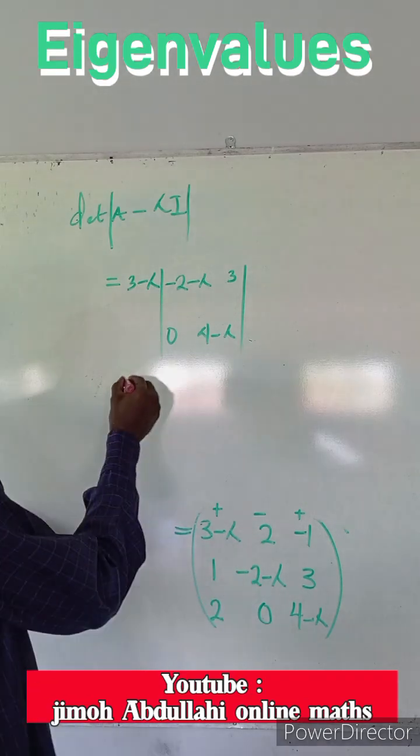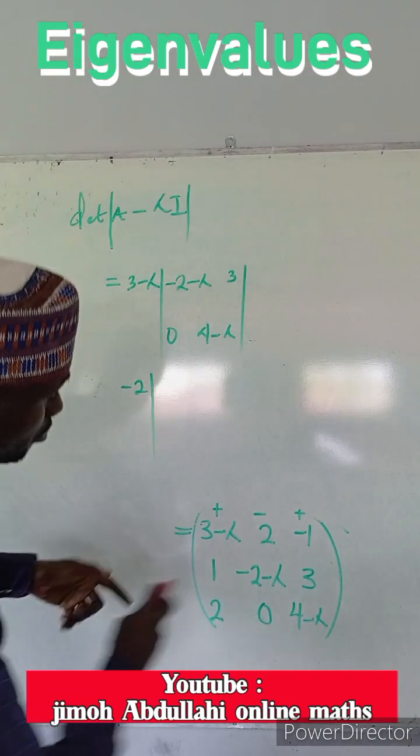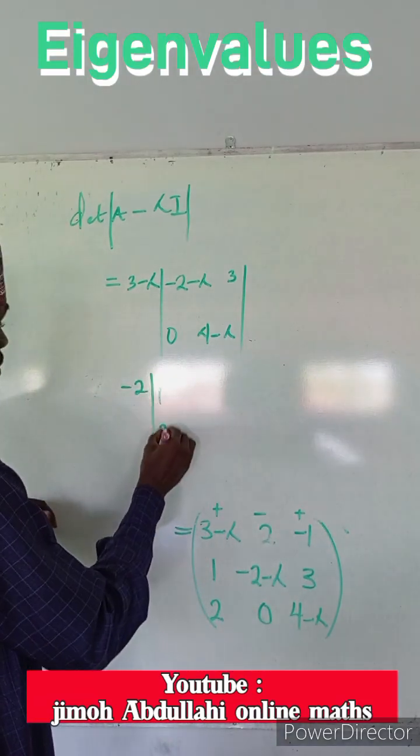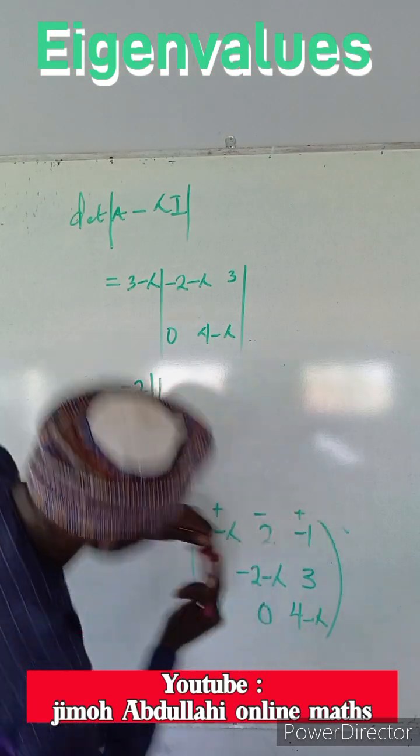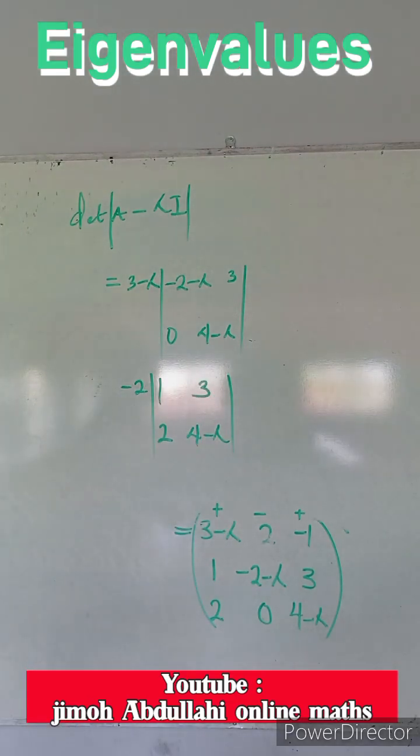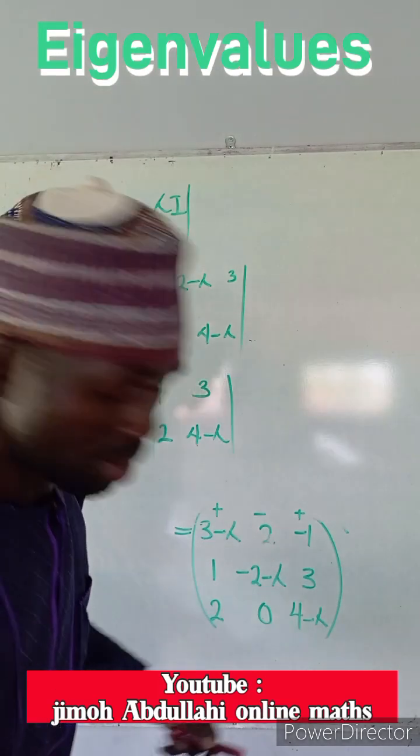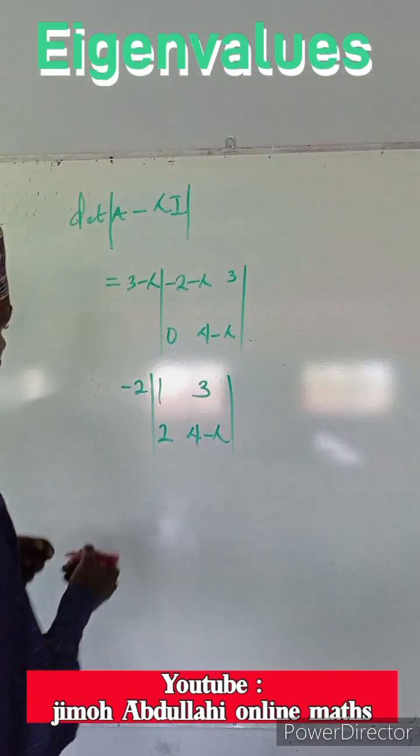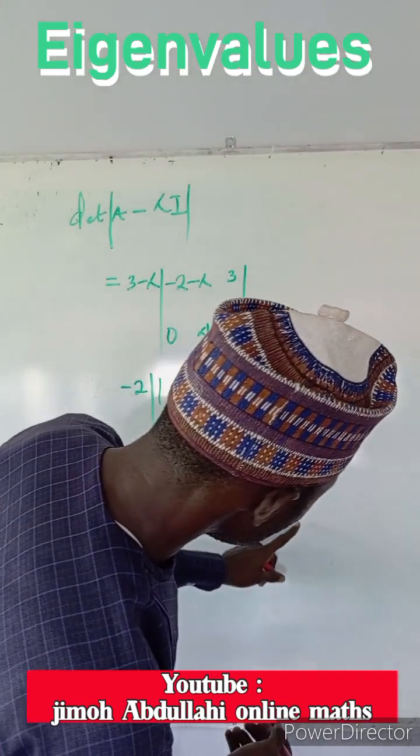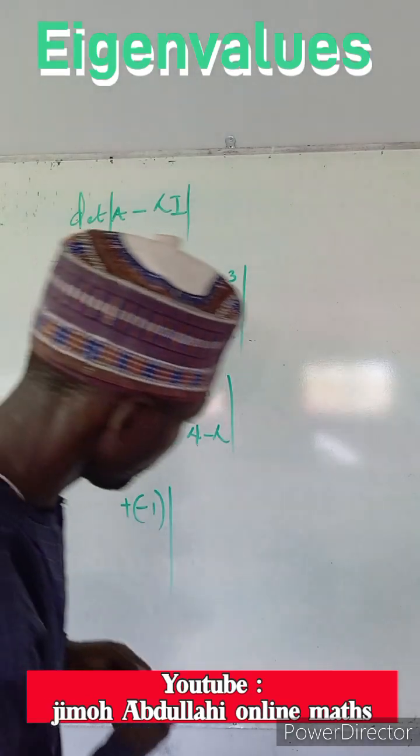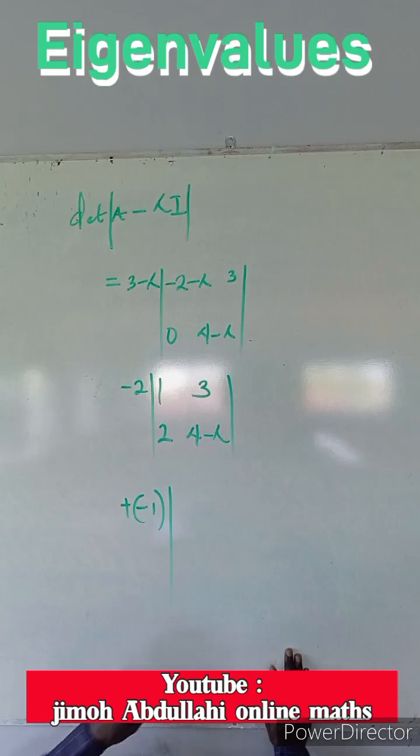This one is minus. We have minus 2 into, this one will be like this and like this. So we have 1, 2, then 3, 4 minus lambda, isn't it? Then the number 3, that's minus plus minus 1. So plus minus 1 into, don't forget that in that we have, sorry, what do we have there?